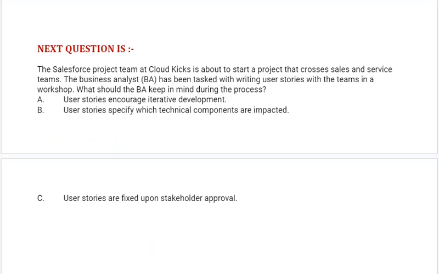Next question is: the Salesforce project team at CloudKicks is about to start a project that crosses sales and service teams. The business analyst, BA, has been tasked with writing user stories with the teams in a workshop. What should the BA keep in mind during the process? Option A: user stories encourage iterative development. Option B: user stories specify which technical components are impacted. Option C: user stories are fixed upon stakeholder approval. Correct answer is option B.